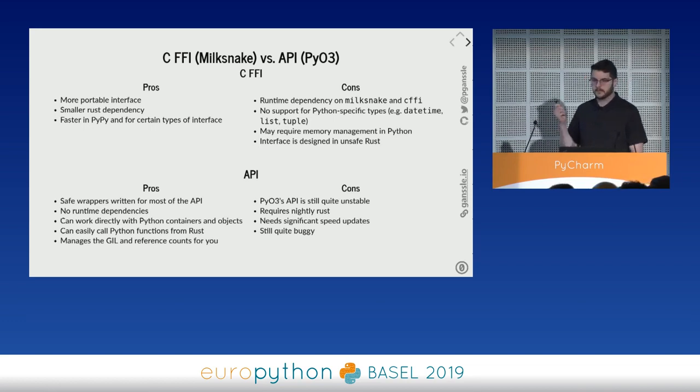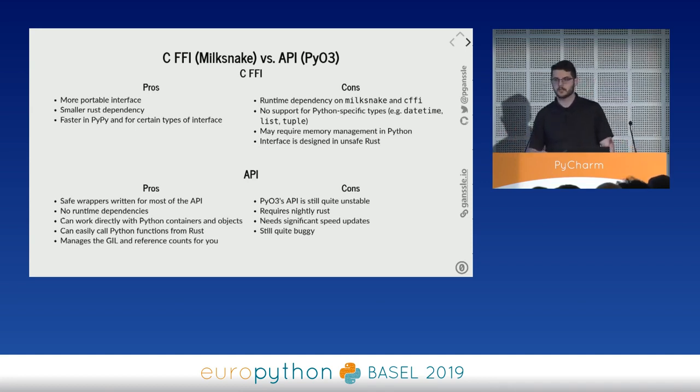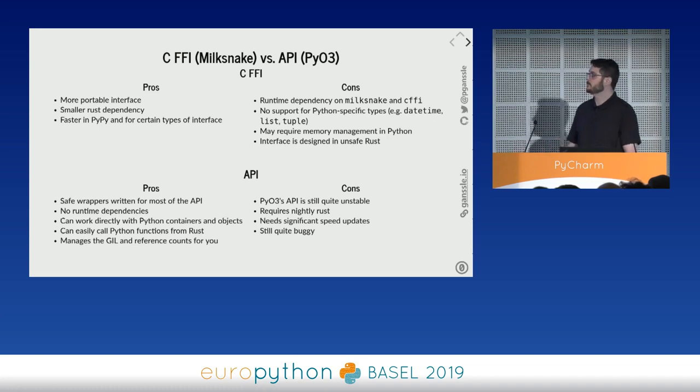The downside is that it pulls in a runtime dependency on both Milksnake and CFFI. So you're going to have to be pulling in third-party code for that at runtime, not at compile time. It also has no support for Python-specific types like list, datetime, tuple. You have to just write your own wrappers for all of that. And you have to manage your memory in Python. Also, I'm not crazy about the fact that your public interface that you have to maintain is all unsafe Rust. So I prefer to hide that away. But again, if these other pros outweigh it, I think it's still a great approach.